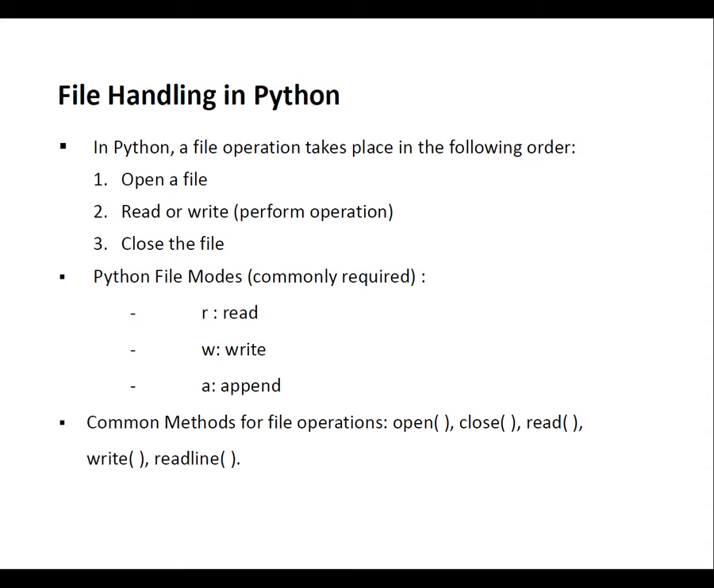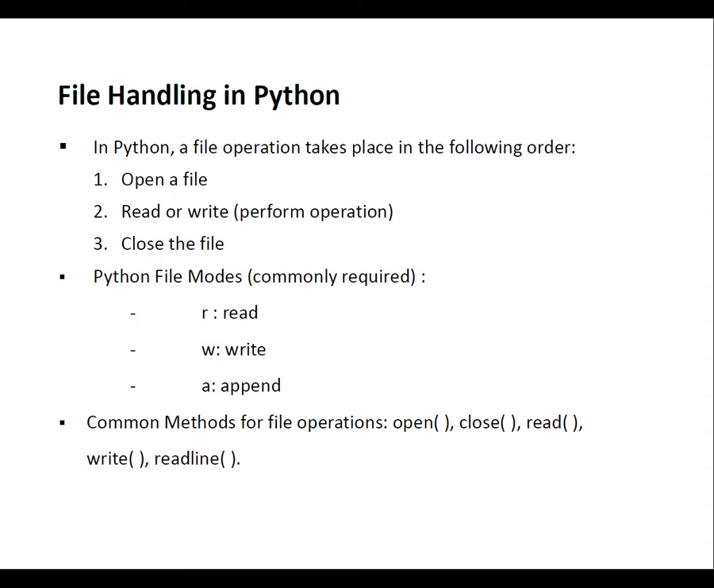Now, whenever we want to read or write data to a file, that means we want to do file handling through Python or any other language, there are three basic operations that must be performed. First, we need to open a file. Second, we need to read or write data to a file. And the last one, we need to close the file.